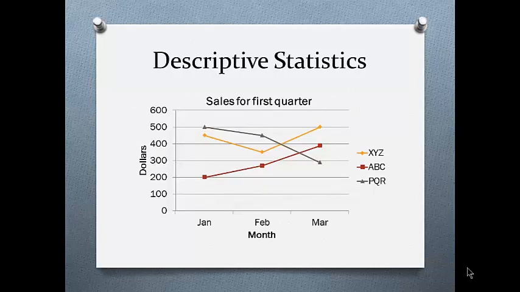So here's an example of some descriptive statistics. This is just a simple chart that shows 3 companies, XYZ, ABC, and PQR, and kind of what their sales are doing in the first quarter of the year. And you can see, well, the red line, ABC, they're a smaller business, but they're getting better. And we see the gray line, PQR, the big business, is kind of going downhill. And so you can make some conclusions based on this descriptive picture of the statistics of the sales for the past 3 months.